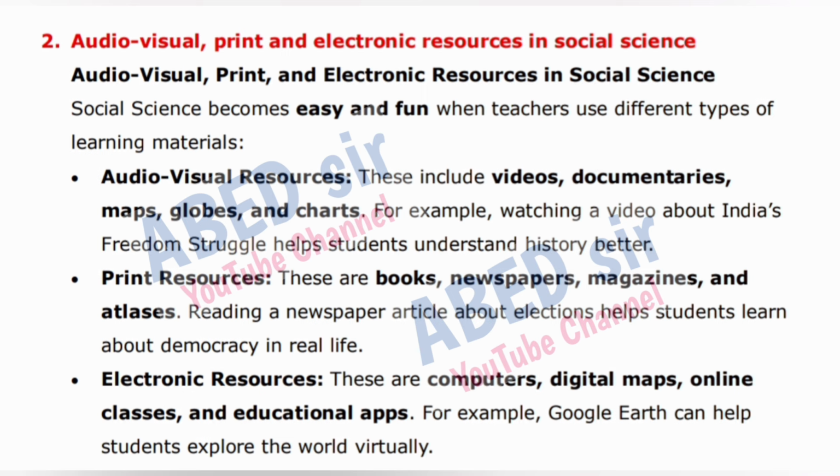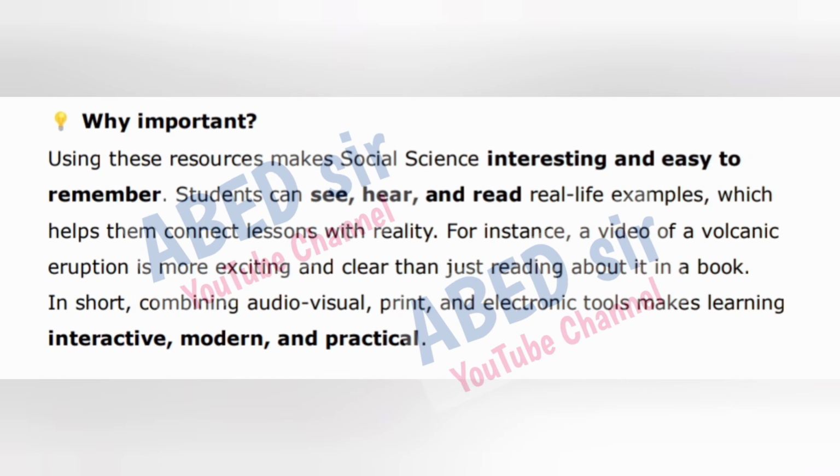Print resources: these are books, newspapers, magazines, and atlases. Reading a newspaper article about elections helps students learn about democracy in real life. Electronic resources: these are computers, digital maps, online classes, and educational apps. For example, Google Earth can help students explore the world virtually. Why important? Using these resources makes social science interesting and easy to remember.